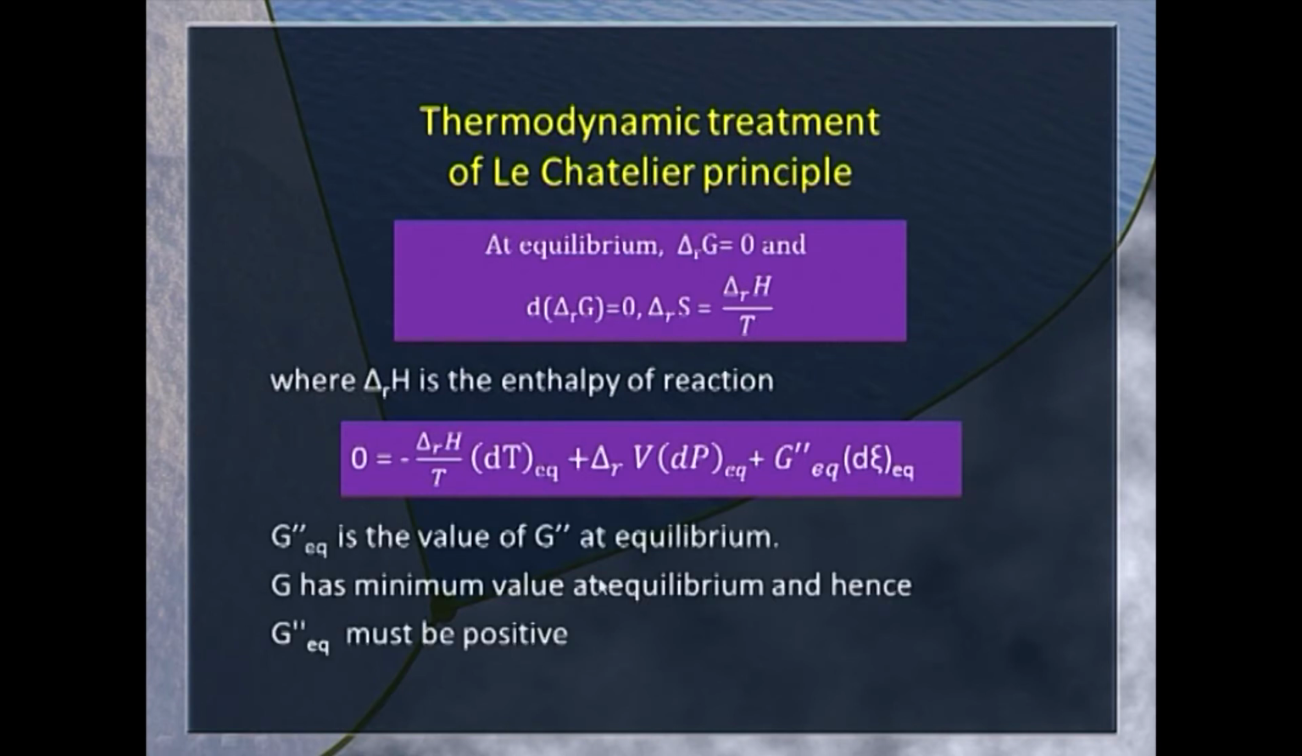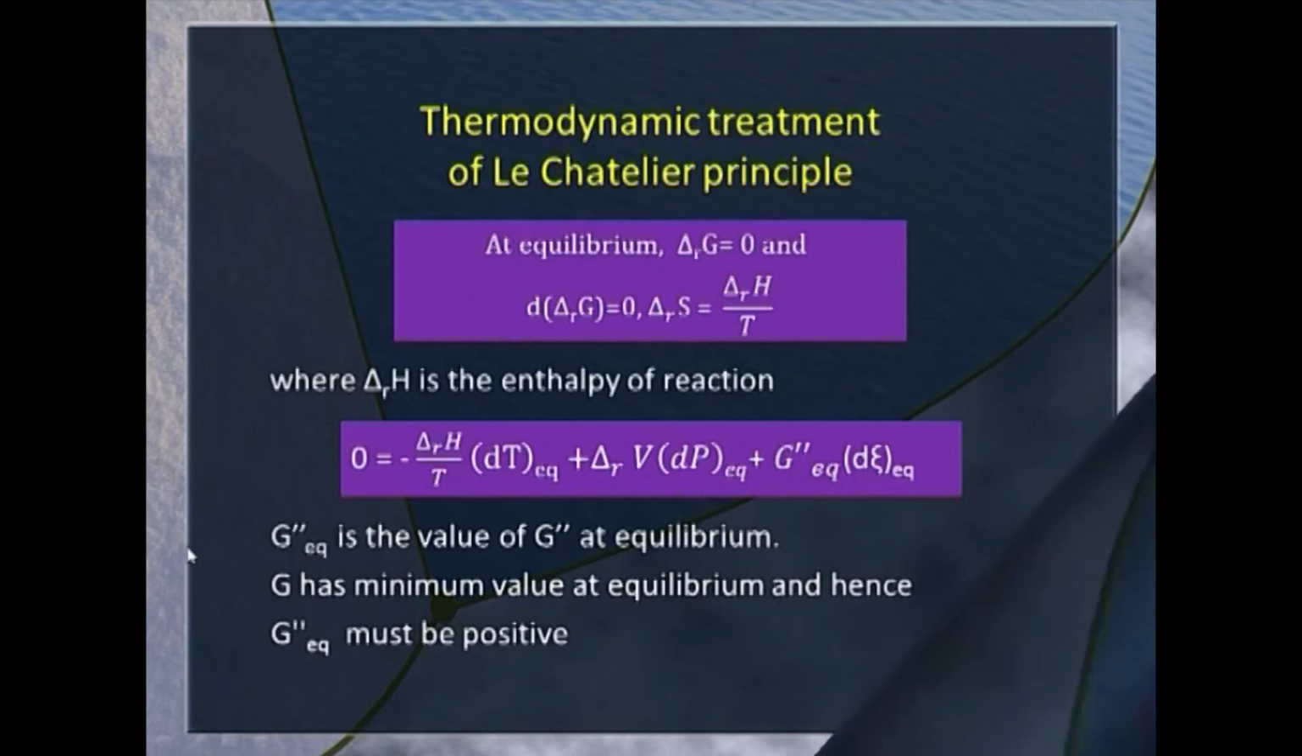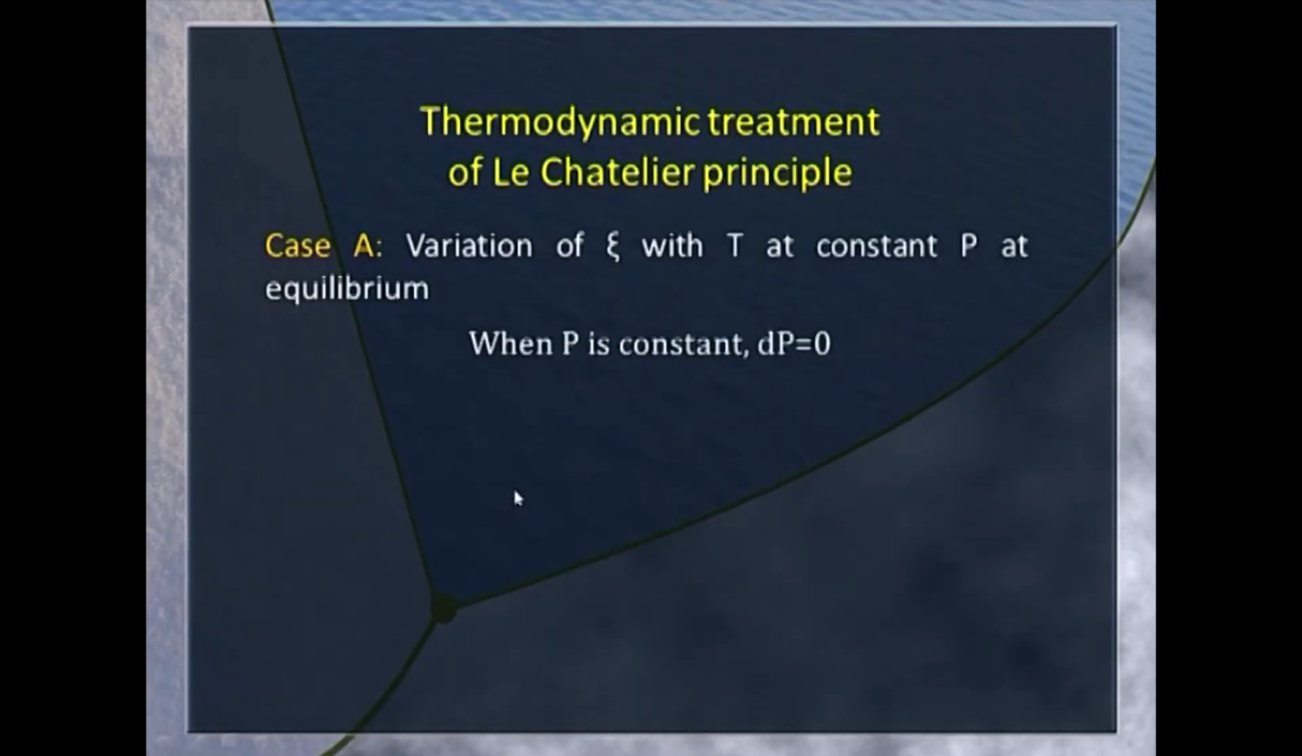And this explains the G double prime at equilibrium, and G has a minimum value at equilibrium. To have a minimum value, G double prime must be positive. If you do a thermodynamic treatment of Le Chatelier's principle, case 1, when ξ is changing with temperature at constant pressure, we can represent it by dP equal to 0, and there will be 2 terms remaining.